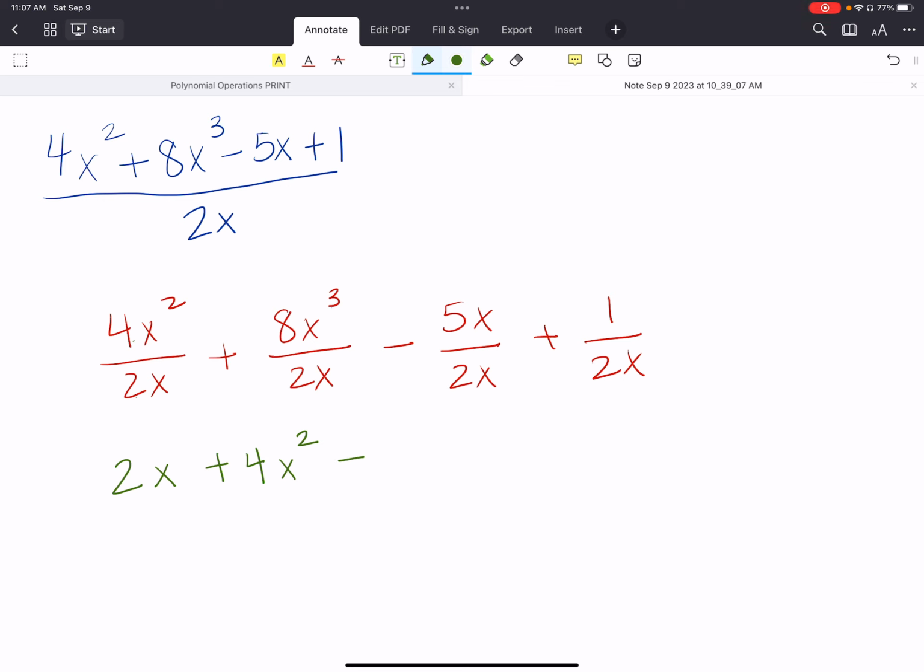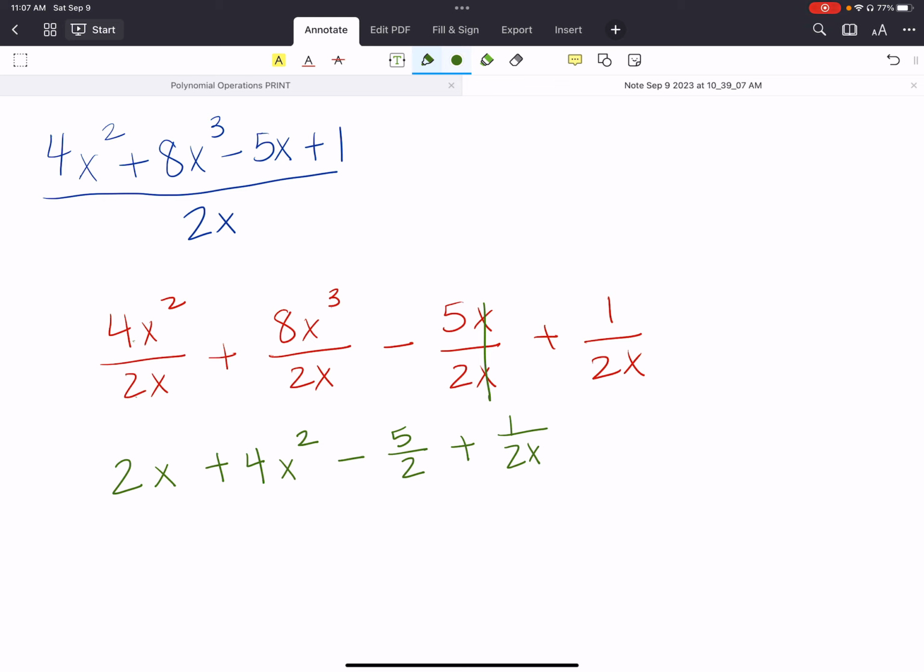Then minus, we cannot simplify 5 halves. So we're going to leave it as 5 over 2. X minus x goes away. So these two x's will just cancel out. So we just leave it as 5 halves. And then our last fraction, we don't simplify at all. There's nothing to simplify. So we're going to leave it as 1 over 2x.